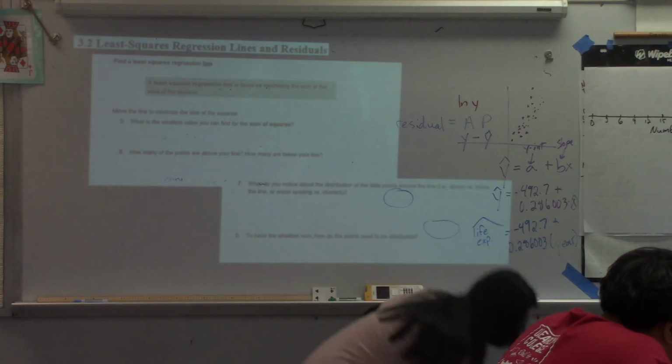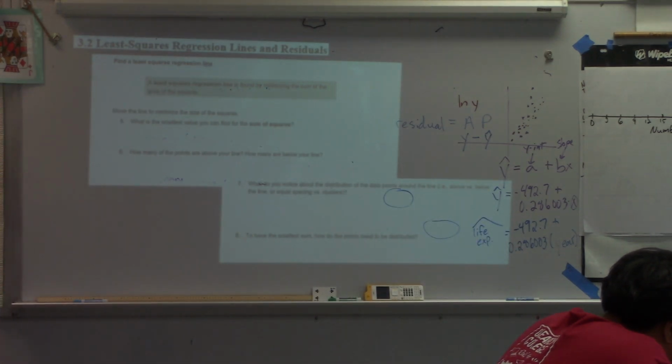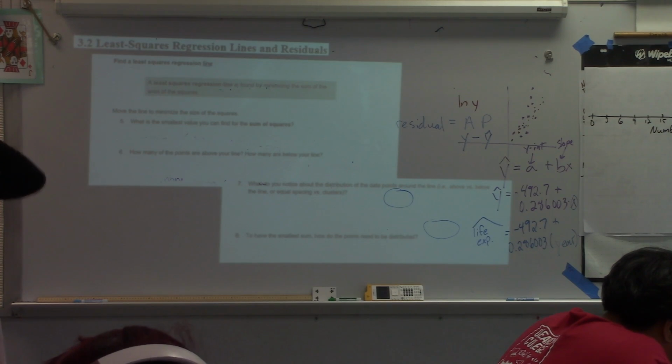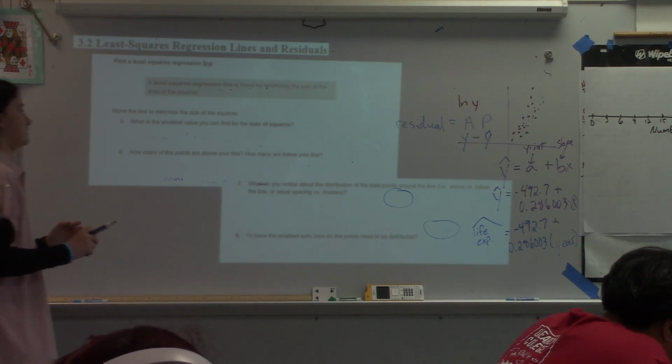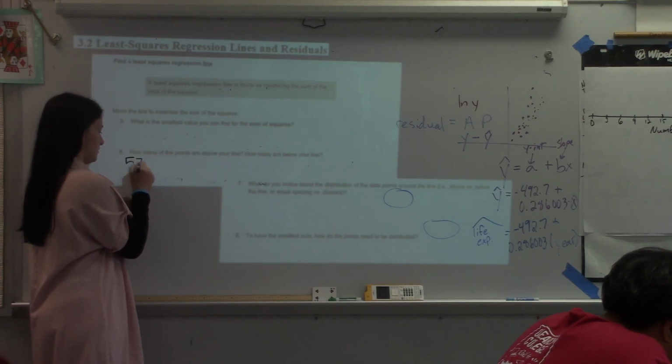What was the smallest value you could find for the sum of squares? Who got the smallest? I got 41.09. I got 43. Who got a higher-ish value? I got like 50. No, not 50, I got 47. Looking at your points, Serena, if yours was higher, how many points were above your line and how many points were below? I don't know. I lost it.